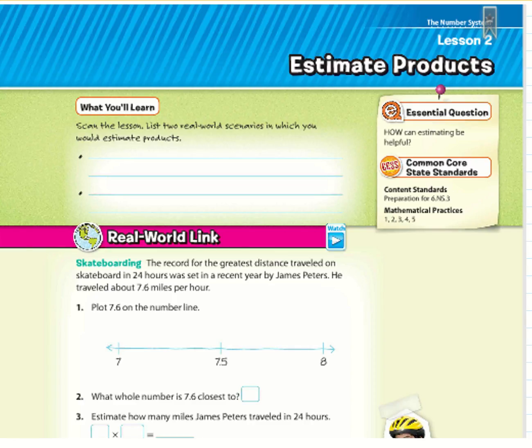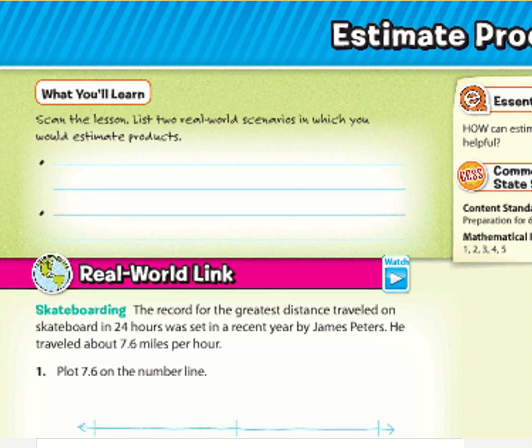So welcome to Chapter 3, Lesson 2. And this chapter is called Estimate Products. So after scanning the lessons, some things that we'll be doing will be rounding, estimating, and since it is multiplication, we'll be solving multiplication problems. Since it says products, a product is an answer to a multiplication problem.